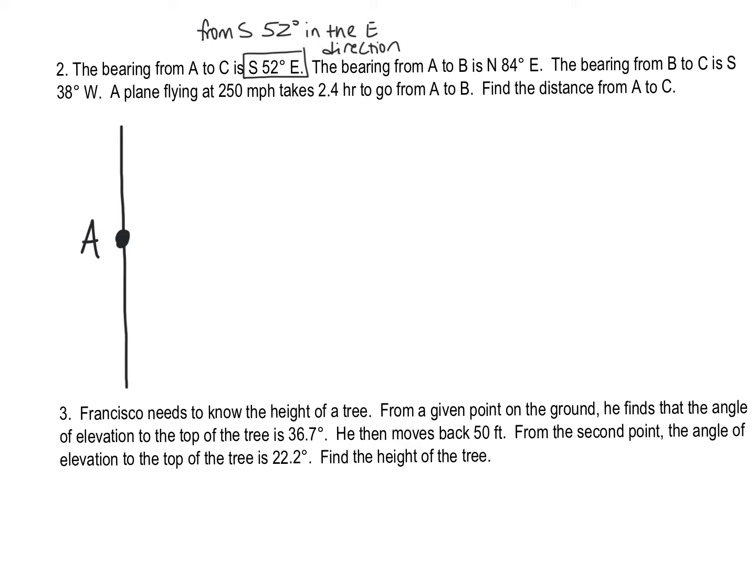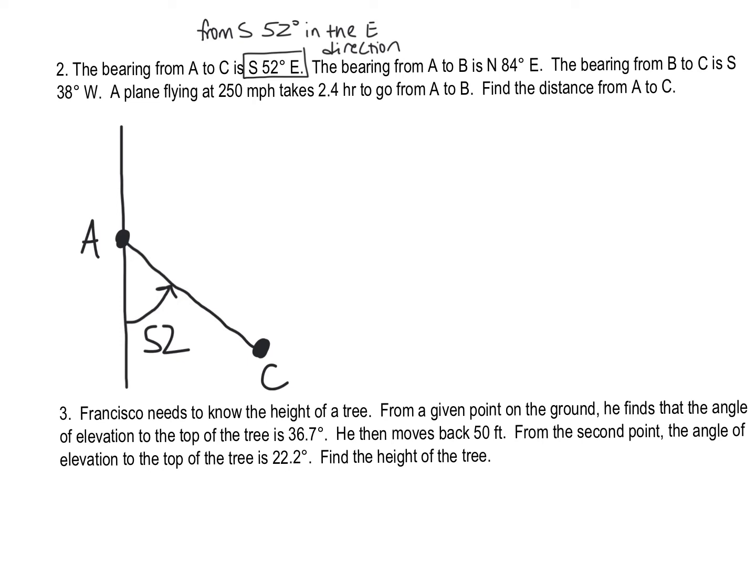So I'm going to draw 52 degrees, puts my angle here. And I'm going to put a C down here. So I know I said that bearings start from the north, and that's if it's not specified. But in this case, they're specifying start from the south, move 52 degrees towards east. And remember that east is towards the right. We'll think about it like looking at a map.